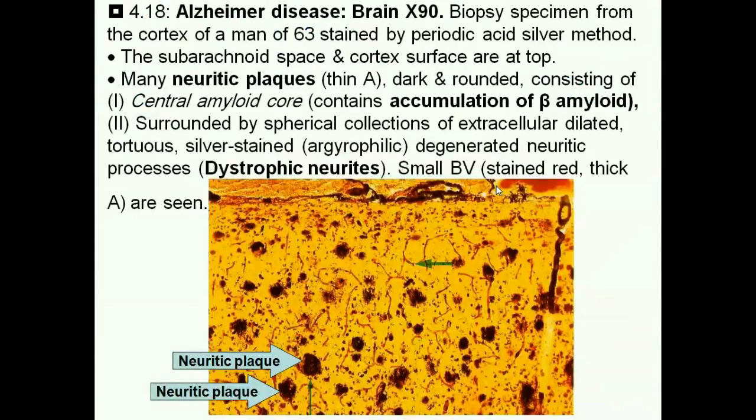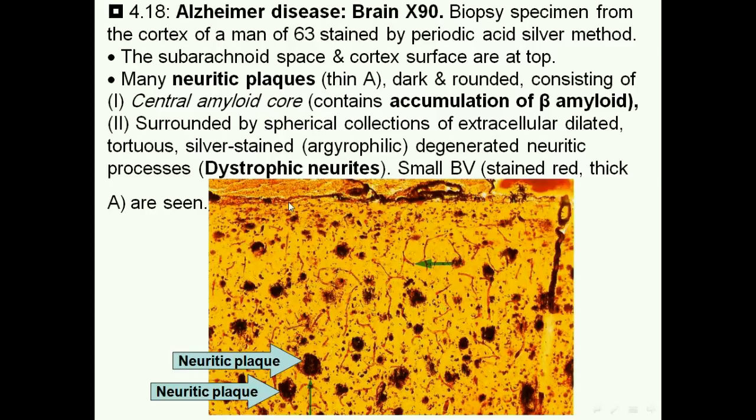We didn't see this picture. Now, Alzheimer's disease: this is a biopsy from a man who died from God knows what. The man was 63 years old, stained by the periodic acid silver method. So we use the silver stain for the Alzheimer's immunohistochemistry. Now, the subarachnoid space and cortex are at the top.